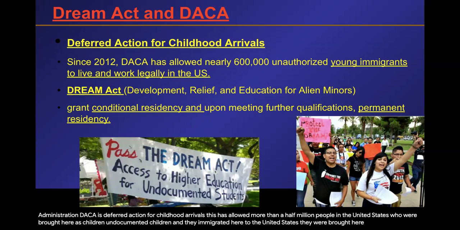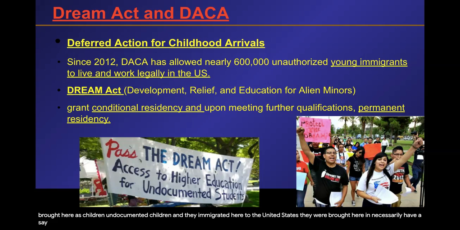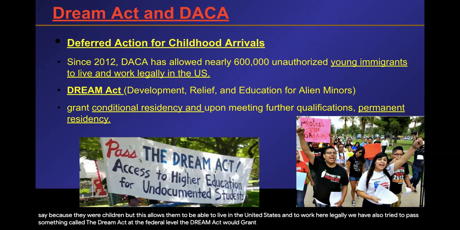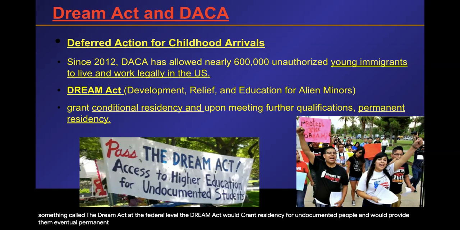They were brought here by their parents. They didn't necessarily have a say because they were children, but this allows them to be able to live in the United States and to work here legally. We have also tried to pass something called the DREAM Act at the federal level. The DREAM Act would grant residency for undocumented people, and it would provide them eventual permanent residency in the United States. This also lets them get things like driver's licenses and work permits.